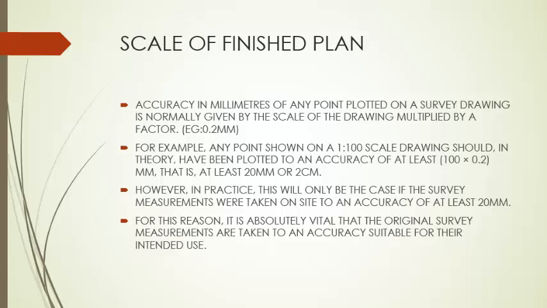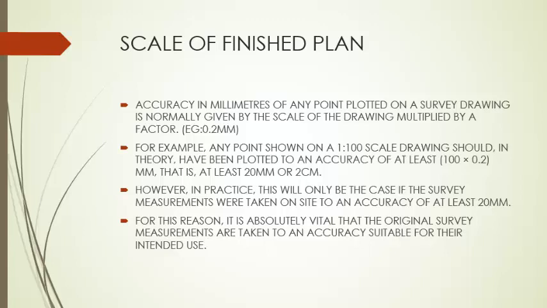However, in practice, this will only be the case if the survey measurements were taken on site to an accuracy of at least 20 millimeters. If they were only taken to an accuracy of, let's say, 100 millimeters, then the maximum scale drawing that can be produced, which will meet the 0.2 factor of plotting accuracy criteria, is 1/500, since 500 times 0.2 millimeter equals 100 millimeters.